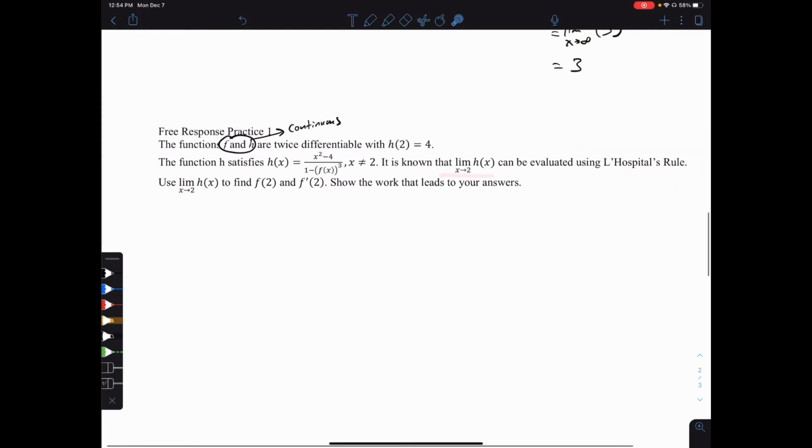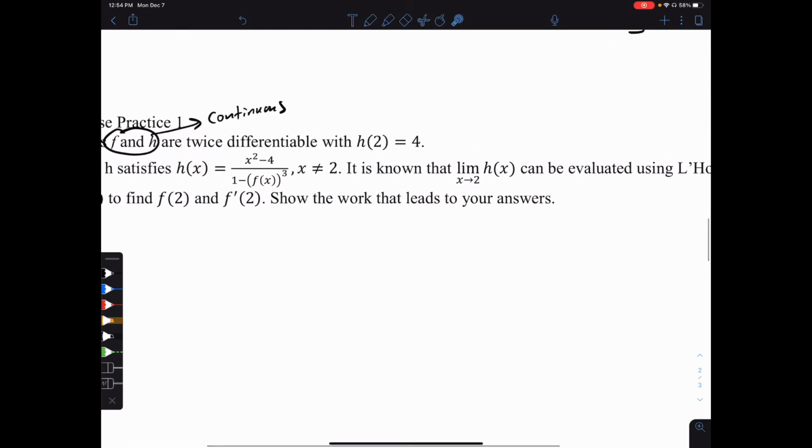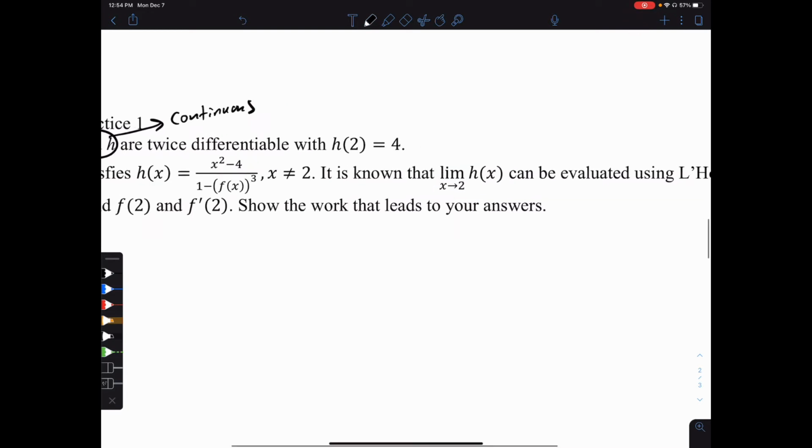Now that tells us a lot. First of all, here's what this tells us. Since h is continuous, we should be able to use direct substitution into this. So what that means is this here implies that the limit as x approaches 2 of h of x has to equal 4.